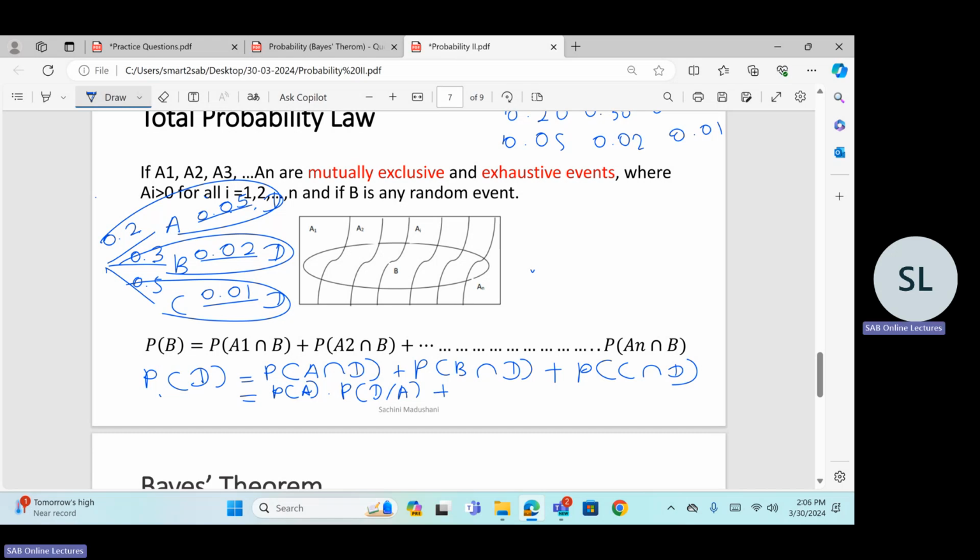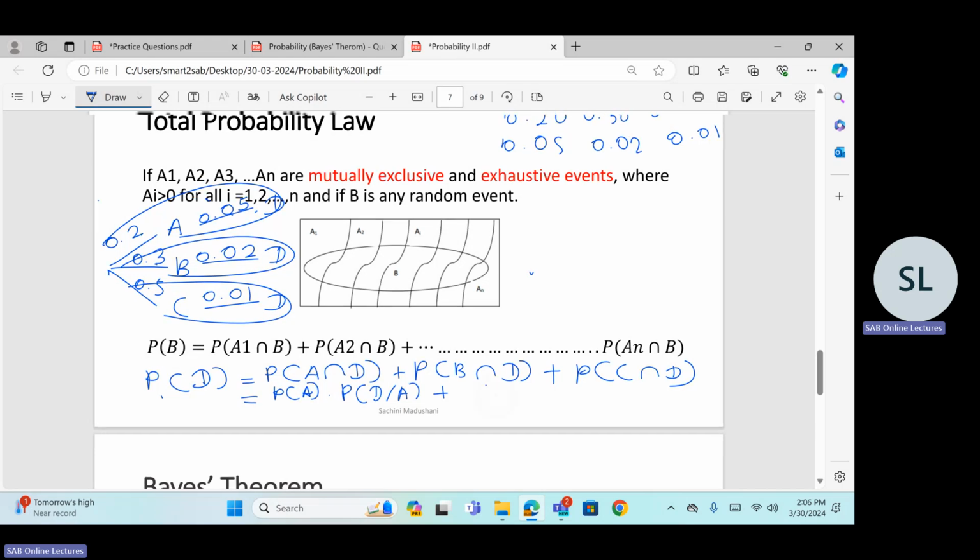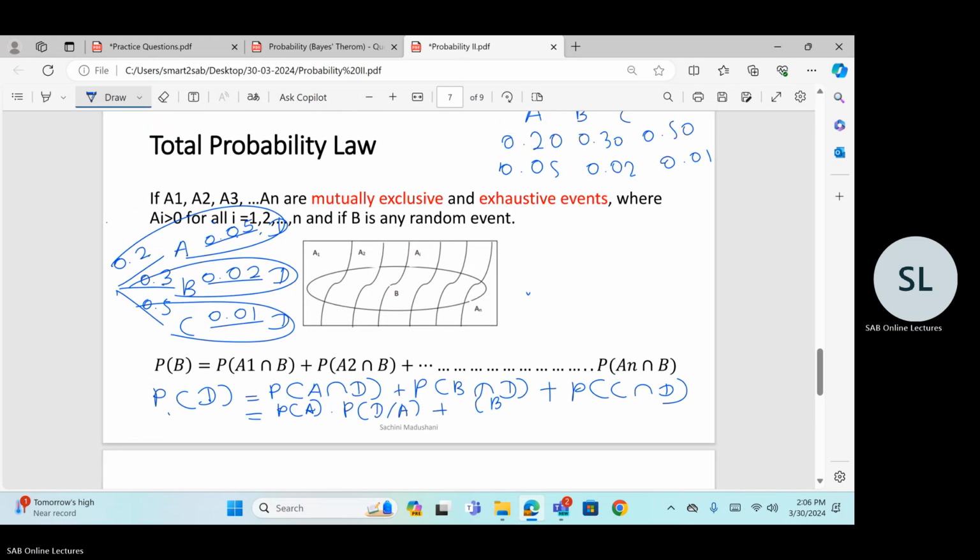B intersection D. 0.3 into 0.02. Then 0.3 we write as probability of B, then multiply T given A. This is the same: probability of C multiplied by T given C. Okay, then you can take the value.